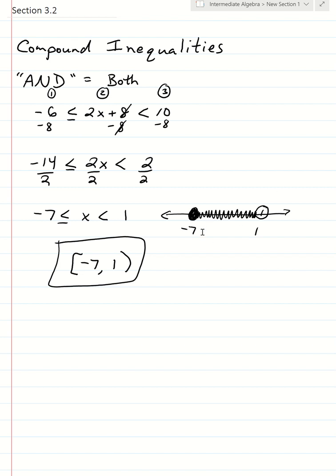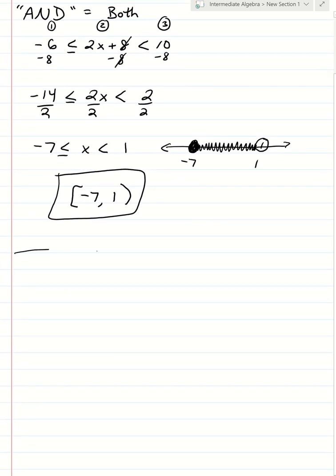And all of the numbers in between -7 and 1 will make both of these inequalities true. Okay? Let's take a look at another one, similar to this. Let's say we have -5 is less than or equal to 3x plus 4, and 3x plus 4 is less than or equal to 19.